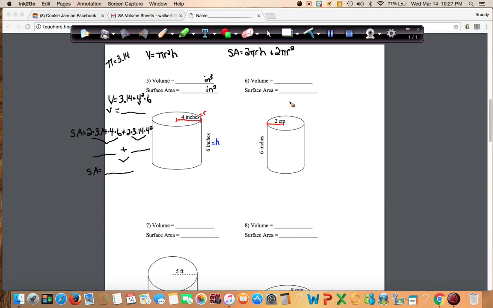Let's look at number 6. Number 6, we have the same height, right? But our radius is shorter. Our radius is only 2. So for volume, we're still going to have the 3.14, but this time we're going to multiply it by 2 squared instead of the 4 squared. So you should not get the same answers here. Okay, if you get the same answers, that's a problem. So that's for our volume, and in this case it's going to be centimeters cubed.